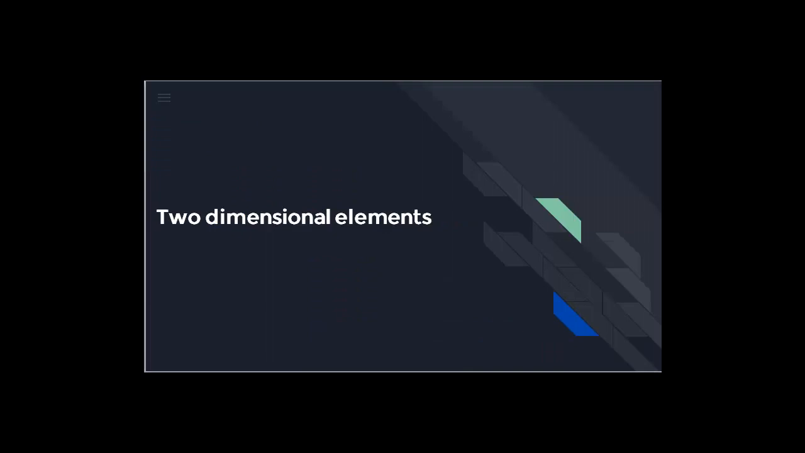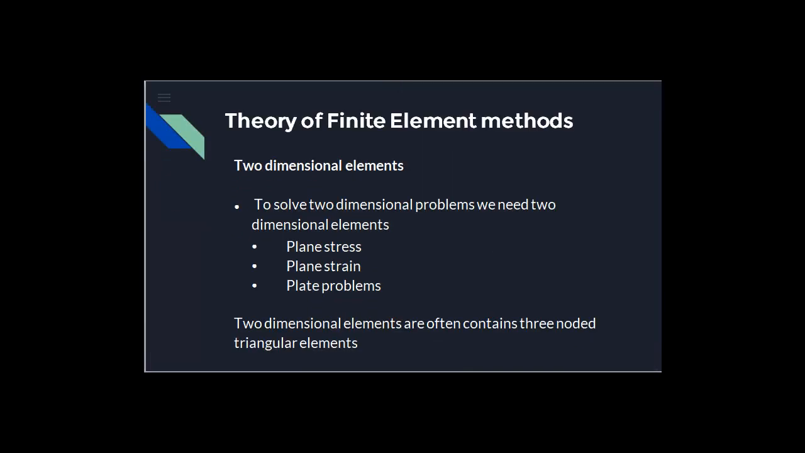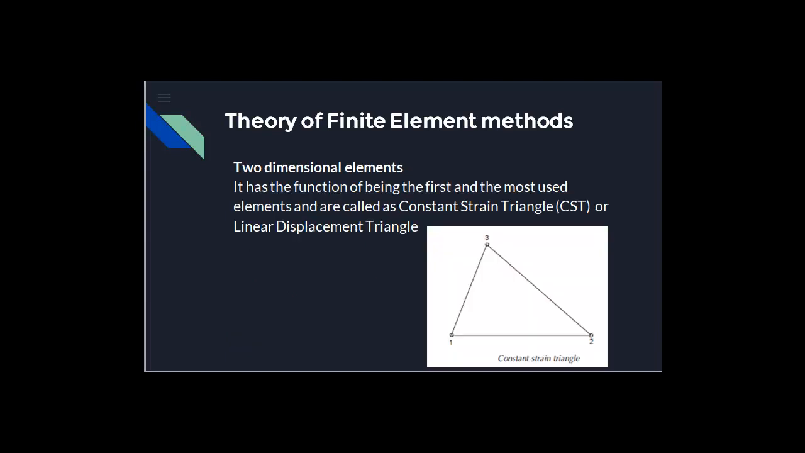Next to one-dimensional elements, let us see the two-dimensional elements. The two-dimensional elements are used to solve two-dimensional problems. For solving these two-dimensional problems, like plane strain and plate problems, we need two-dimensional elements. Two-dimensional elements often contain 3-noded triangular elements. So a 3-noded triangular element will look like this.